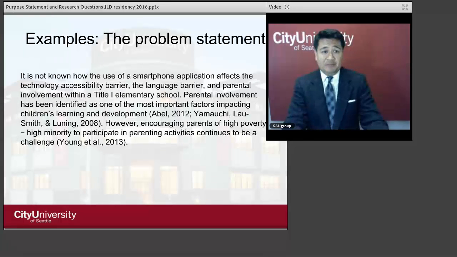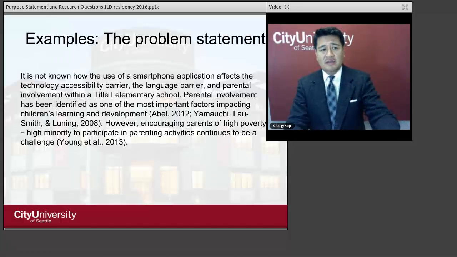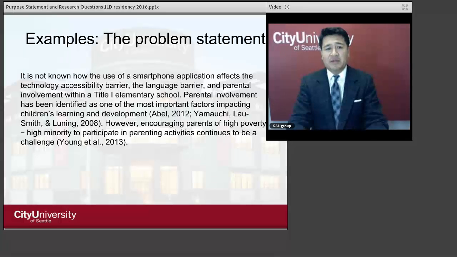Here's an example. I won't read it verbatim, but you can take a look at it. What do you think of this problem statement? Is it too big? Is it too broad? There's a lot of information on there. It's not known how the use of a smartphone application affects the technology accessibility barrier, the language barrier, and parental involvement within the Title I elementary school. Stop right there. Way too broad. This problem statement focuses on too many elements of the smartphone application. Language, parental involvement, those are great things to study, but it's still too broad.